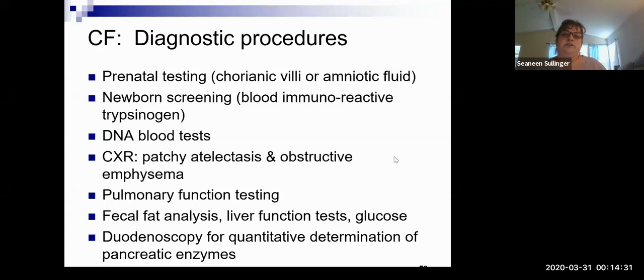So for diagnostic procedures, you could potentially find out in prenatal testing with an amniocentesis or chorionic villus sampling, or newborn screening with DNA testing. Later on, with chest x-rays, you might see atelectasis, collapsing of the lungs, or obstruction. Pulmonary function testing can lead you to that diagnosis. Also fecal fat analysis, liver function tests, glucose testing, and you can determine how many pancreatic enzymes are there.